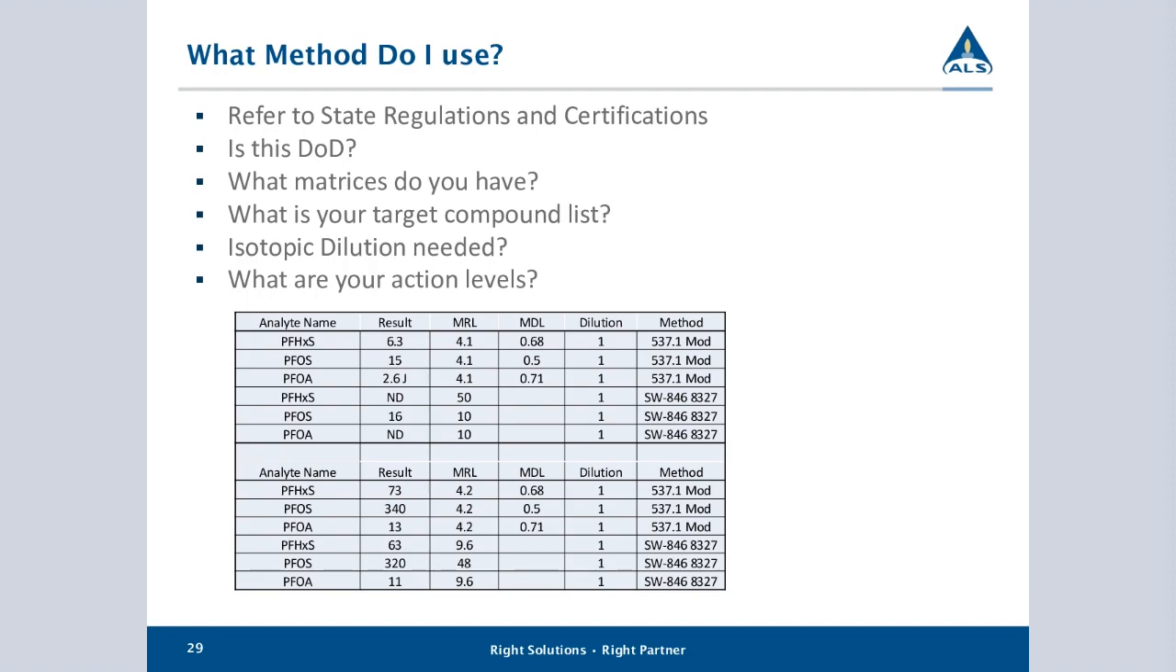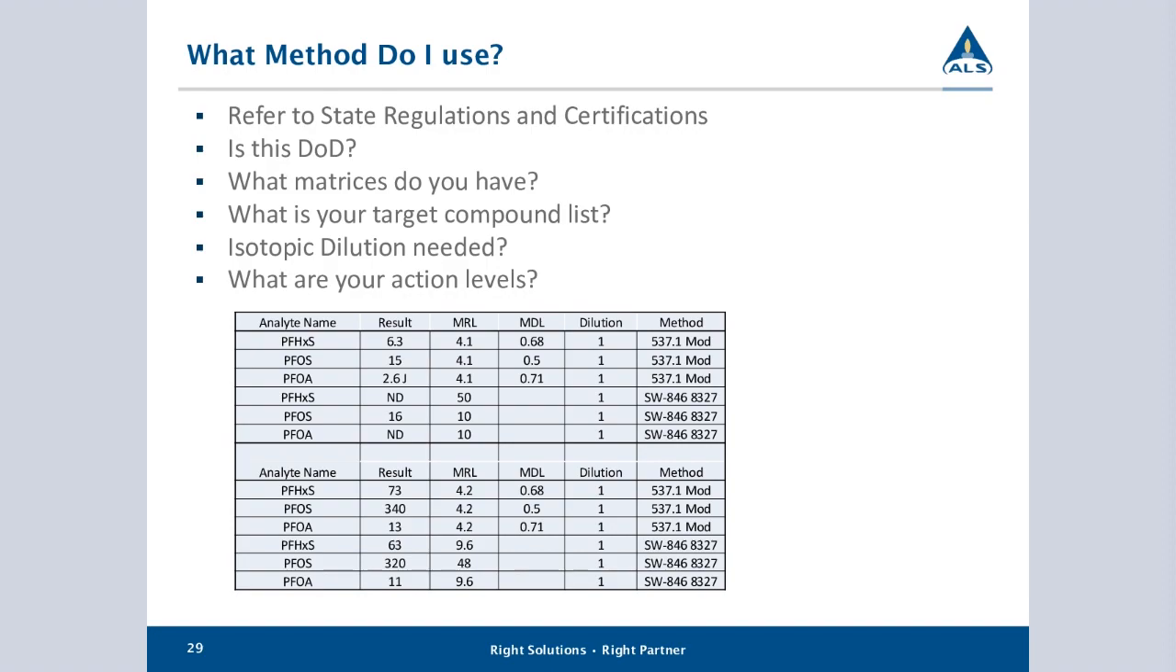Of course, the 537.1 modified is solid phase extraction with a concentration step, isotope dilution. 8327, direct injection, no concentration, no isotope dilution. My assumption was they wanted to compare and contrast the methodologies for the results. But there's some things we need to consider at this point. So if you compare these results, I want to do the bottom section where the analyte name is.